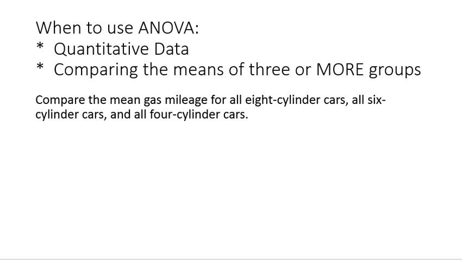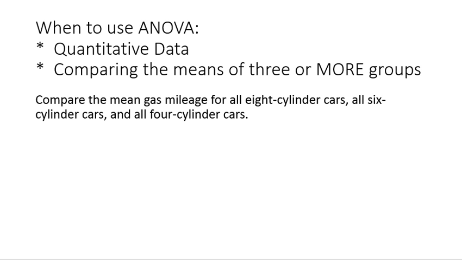So for example, a classic example, and I think we have one in our text, is comparing the mean gas mileage for all 8-cylinder cars, all 6-cylinder cars, and all 4-cylinder cars. So you're comparing the means of 3 groups. Now, what are the possibilities there?